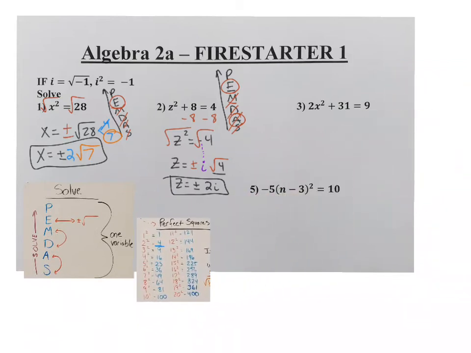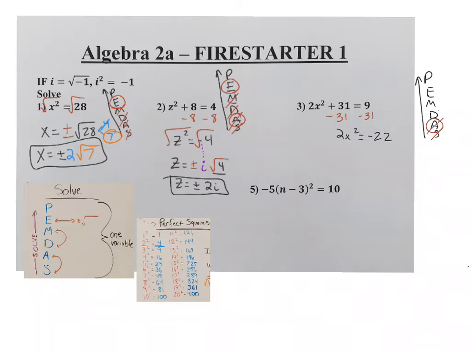On number 3, first thing I'm going to do, like I said, if I'm lost, I'm going to do pendulums backwards. All right, I don't see any subtraction. I see addition. So how do I get rid of addition? I minus 31 from both sides. Now I have 2x squared equals 9 minus 31. If you're not sure, you just grab your calculator and do 9 minus 31. If you can't do it in your head, you end up with negative 22.